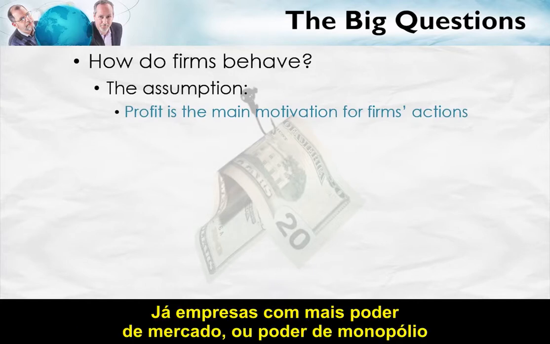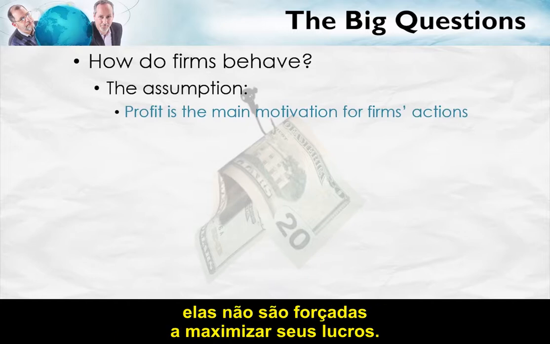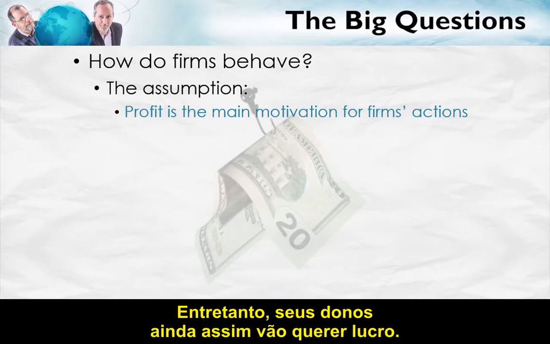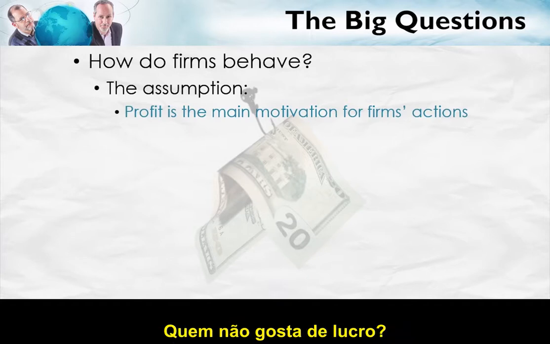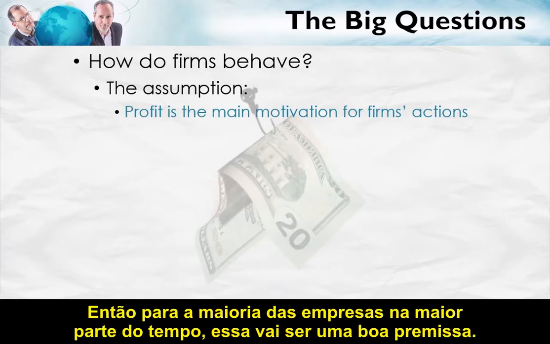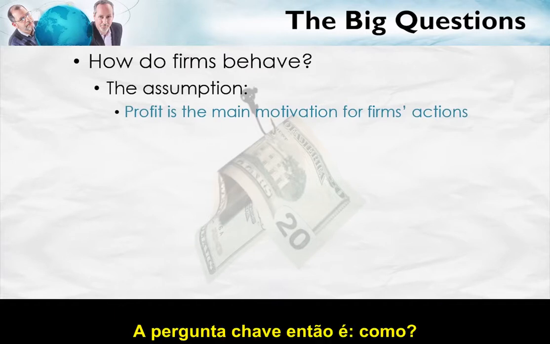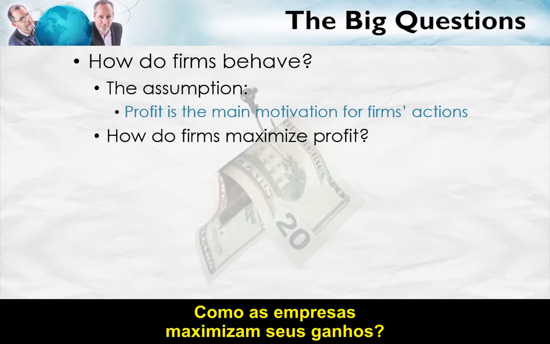For firms with more market power or monopoly power, they're not compelled to maximize profit. Nevertheless, the owners are still going to want profit. Who doesn't like profit? So for most firms, most of the time, this is going to be a good assumption. The key question then becomes, how? How do firms maximize profit?